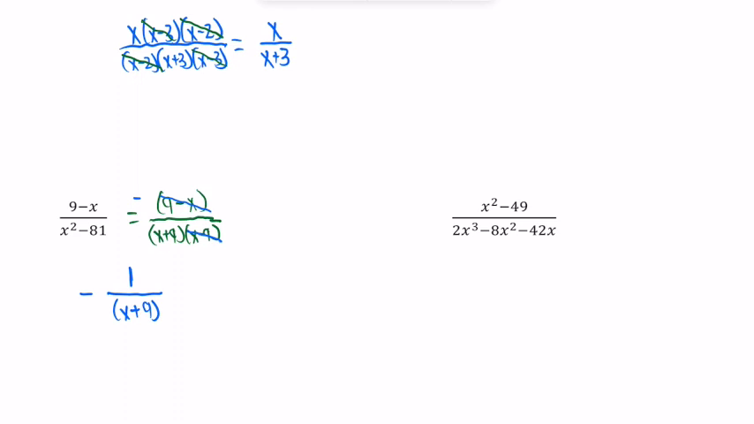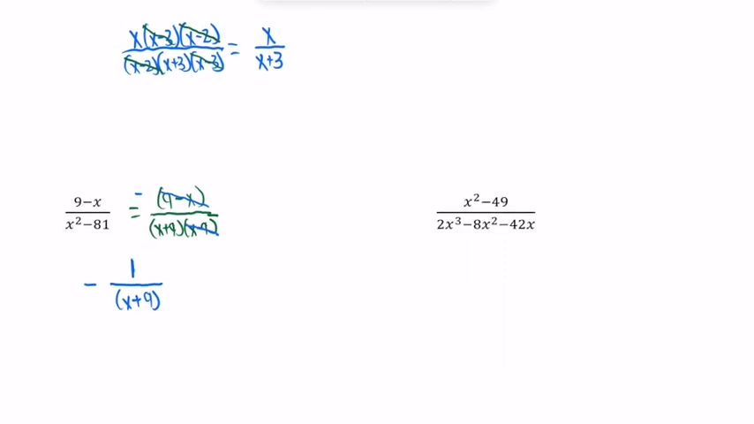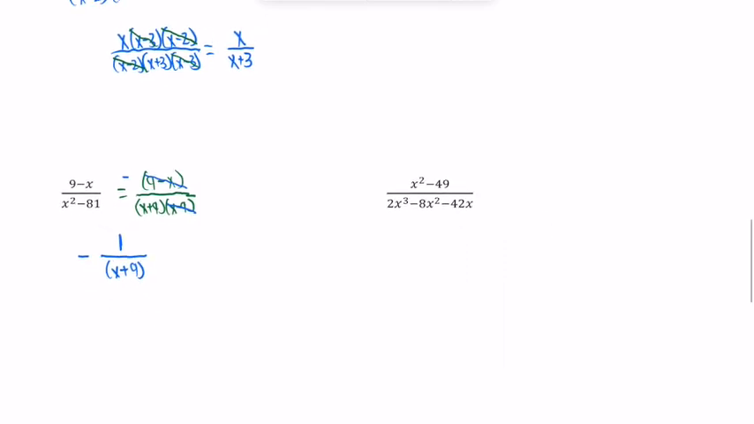Looking at our last problem, factoring x squared minus 49, we have a difference of squares. We would have x plus 7 times x minus 7. In the denominator, the first thing we can do is factor out a greatest common factor of 2x. We would be left with 2x times x squared minus 4x minus 21.